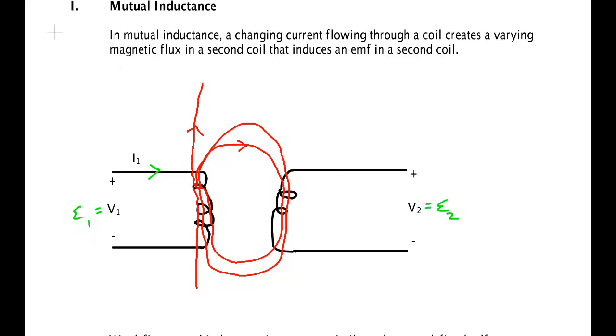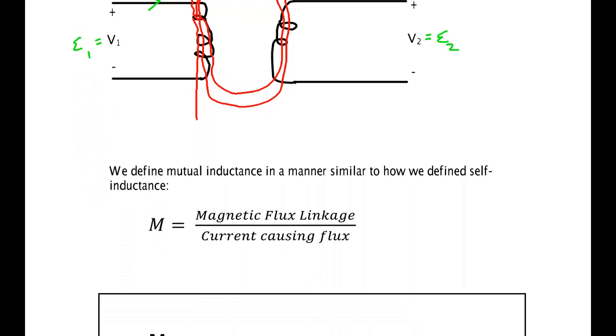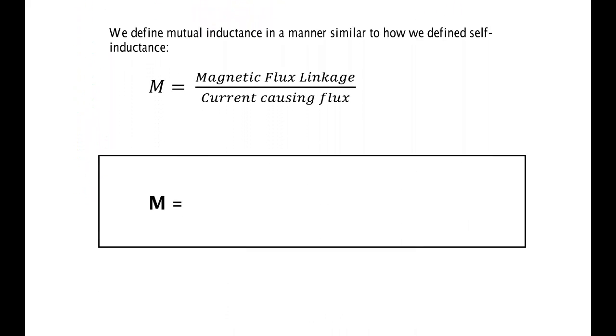Now this is similar to what we had for self-inductance, except here the current that causes the flux is in a separate coil from the induced EMF that it produces. So what we're going to do is define inductance in the same way we did with self-inductance. M, standing for mutual inductance, is defined to be the magnetic flux linkage in the second coil divided by the current that causes that flux.